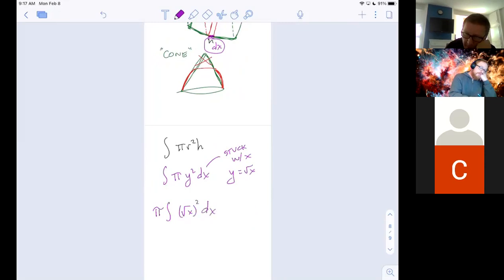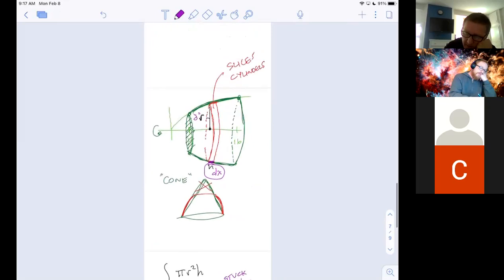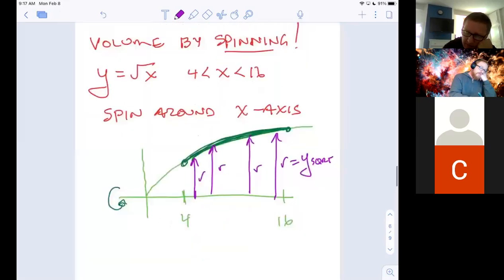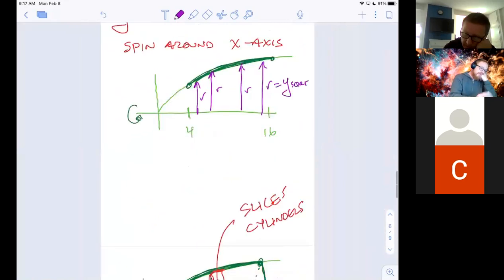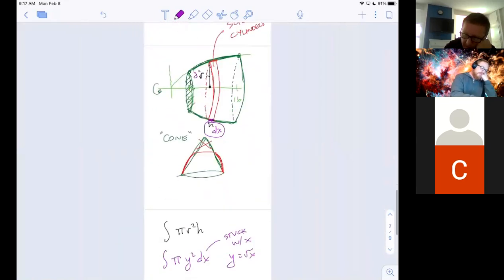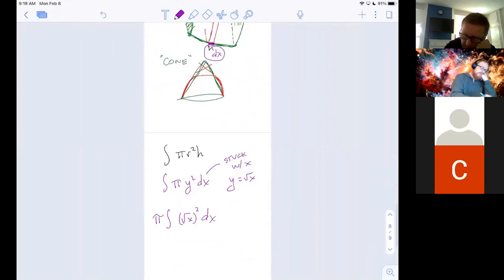And now that I know I'm completely working with X's, our graph lived between the X's of 4 and 16 in this case. So it didn't go all the way to a point. It was truncated. No problem that it's truncated. So it's out from 16 to 4. X is 16 to X is 4. There, I've got my integral set up.